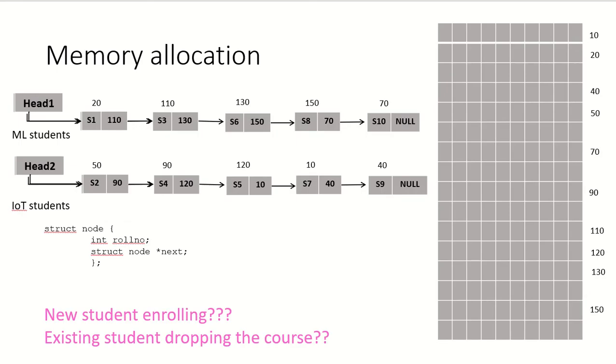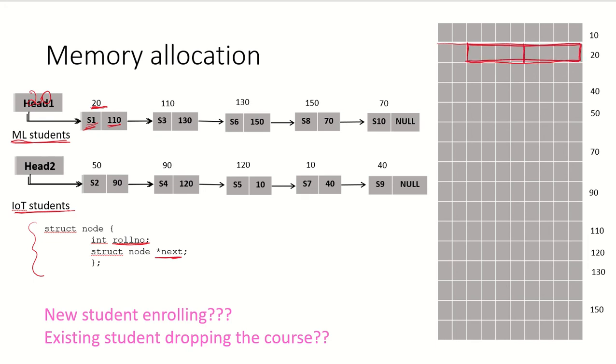So how is memory allocation happening over here? Suppose we have two linked lists. One is storing the roll numbers of students enrolled in machine learning. Another is storing the roll numbers of students enrolled in the IoT course. This is the definition of the node. It is storing the roll number and a pointer to the next. So we have the first roll number and the pointer to the next node at address 20. Since the first node is at address 20, head 1 would have a value of 20. So here is the first node of 8 bytes.